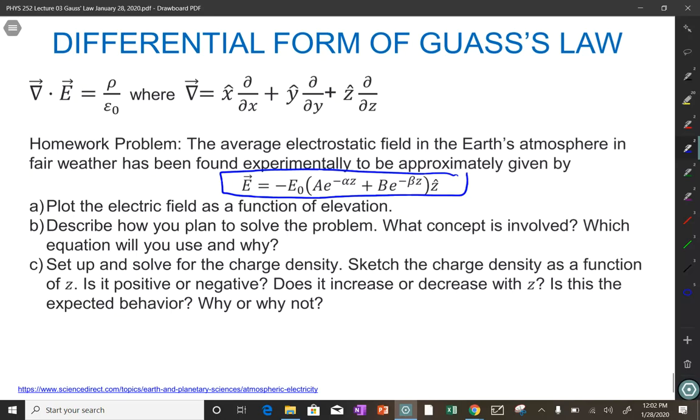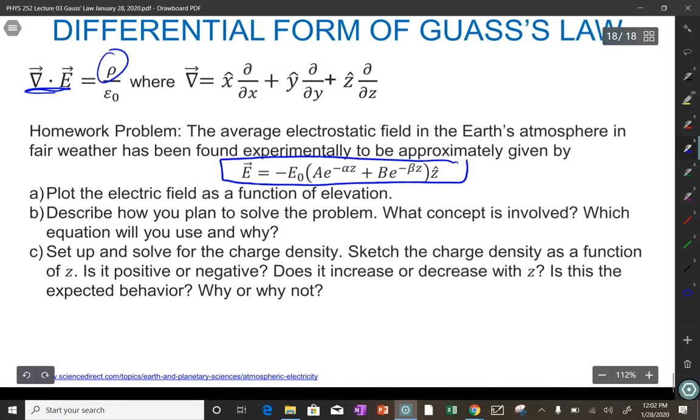Then describe how you plan to solve the problem. I plan on solving for this value by doing this calculation. Seems reasonable, right? So which equation? I'm going to use the differential form of Gauss's law, set up and solve for the charge density. So here's where we have to do some math.